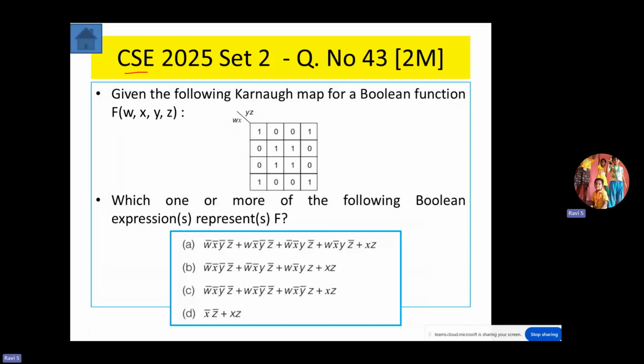CSE department. A Karnaugh map is given with a set of ones and zeros for a Boolean function f of w, x, y, z. It contains 4 variables, so this is a 4 variable K map. And the question is, there are 4 expressions given below.